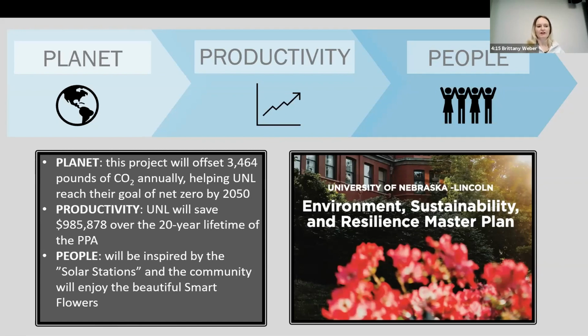Apologies for that mistake. Our systems will also offset a larger percentage of each building's energy as UNL implements more of their sustainability efforts, such as reducing hours of AC system operation. Looking at productivity, UNL can expect to save nearly $1 million over the 20-year PPA. And for people, we implemented the community engagement plans we talked about on the last slide. The main goal of the 2020 master plan is to create a full roadmap by 2025 to guide UNL to net zero emissions by 2050.